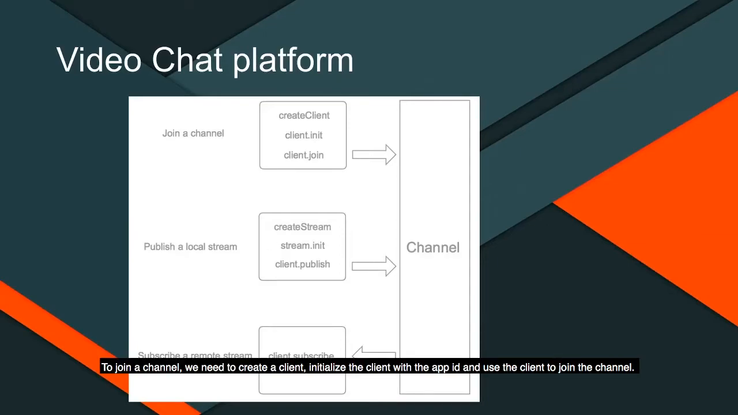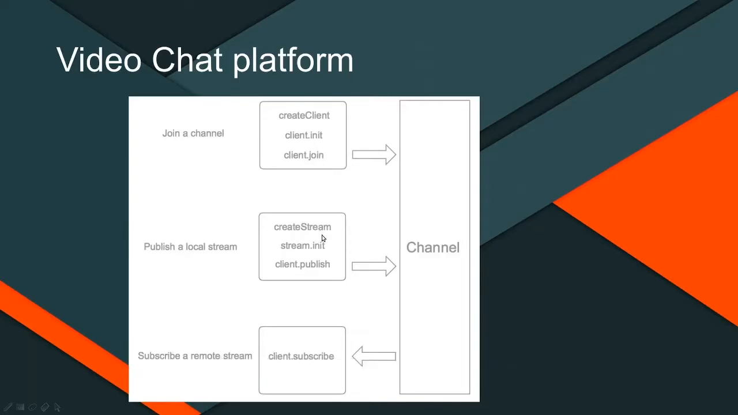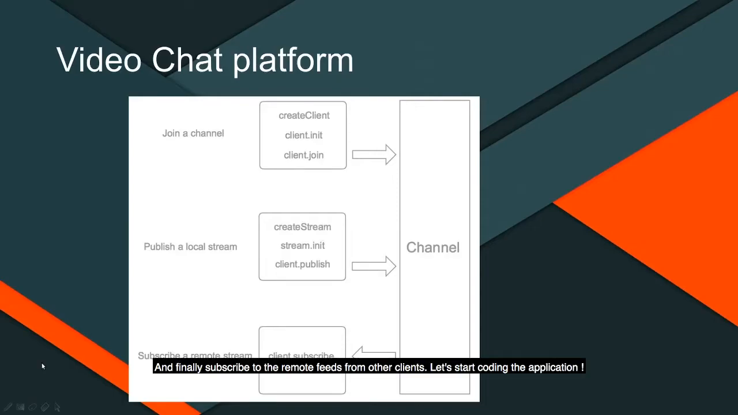To join a channel, we need to create a client, initialize the client with the app ID, and use the client to join the channel. It's similar for publishing your stream: create, initialize, and publish. And finally, subscribe to the remote feeds from other clients. Let's start coding the application.